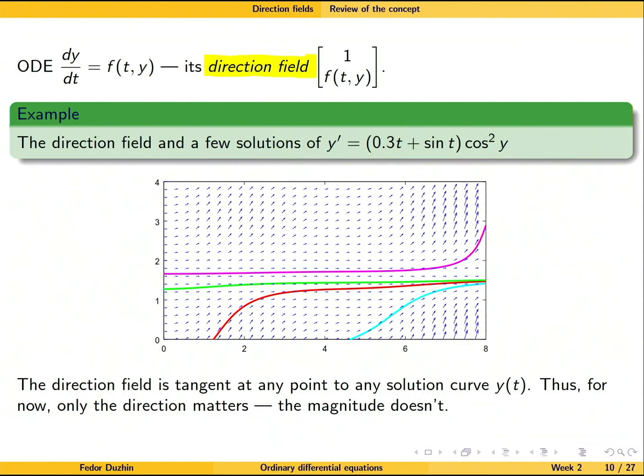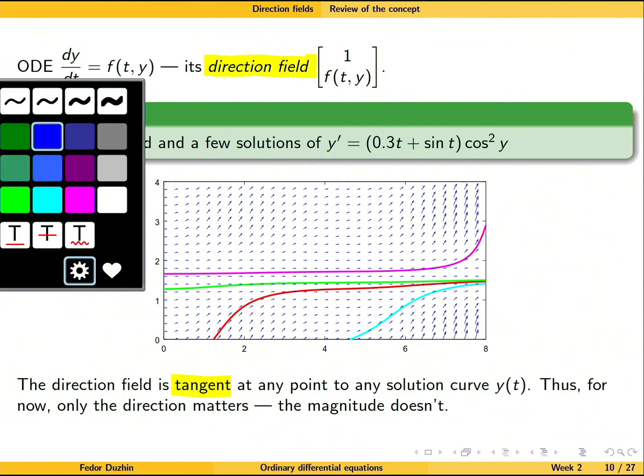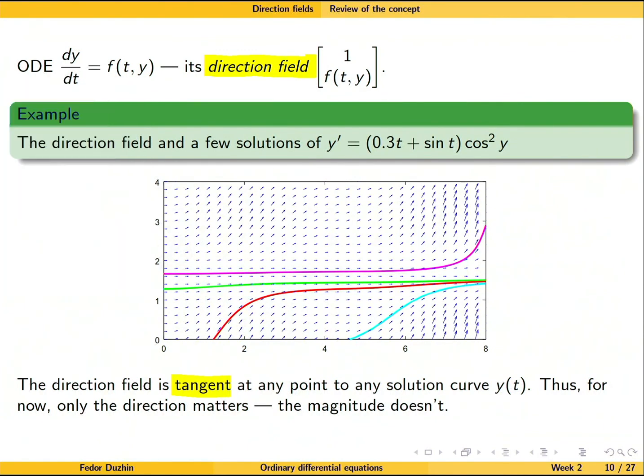The most important thing about the direction field is that it is tangent at any point to any solution curve of the differential equation. So informally it means that our solution curves sort of follow the arrows, right? So if, say, you want to draw a solution that goes here, then it should be something like this, and so on.